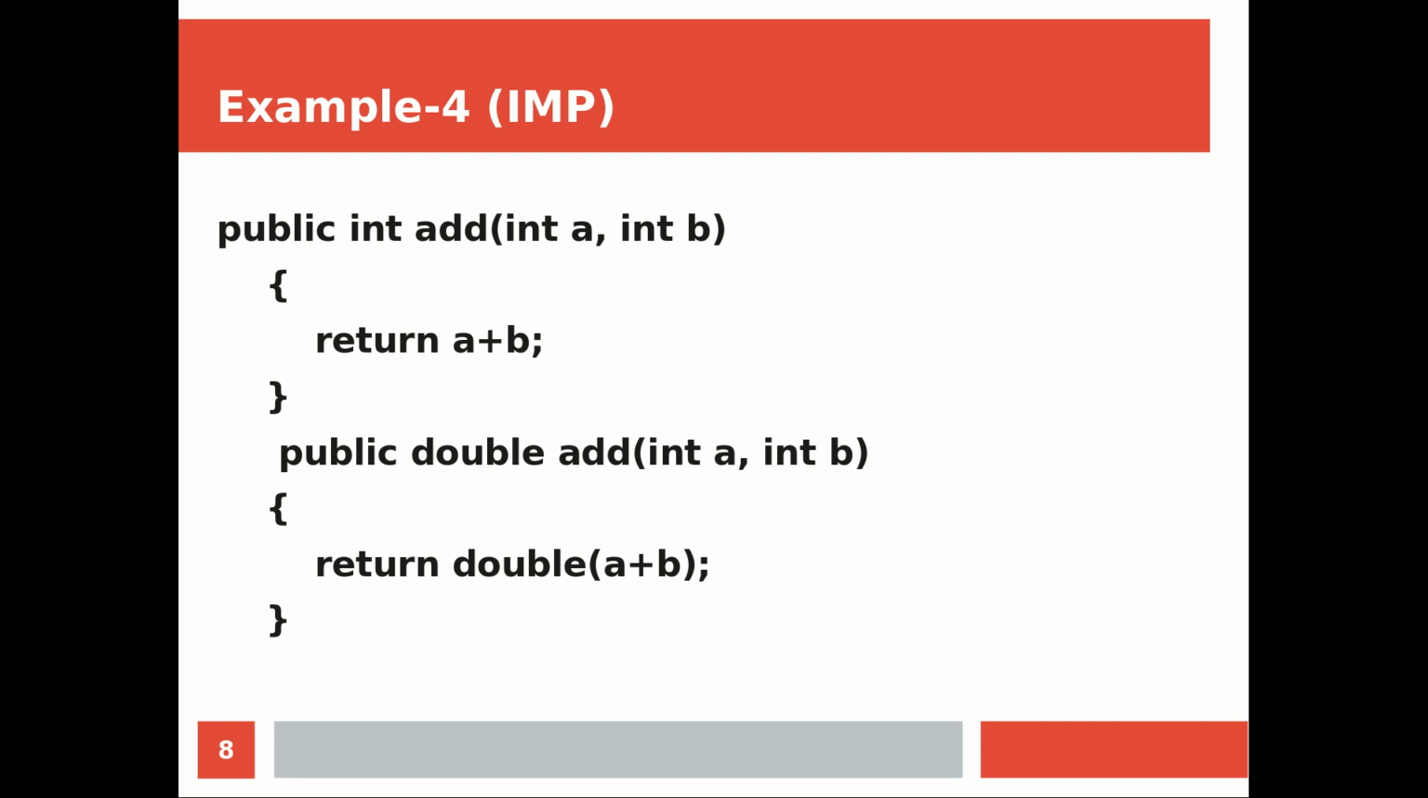Example 4 is the important one, which an interviewer can ask if asking about method overloading. As you can see, we have two methods with the same name add, and the same input parameters, and the type and the order of input parameters are also the same. The difference is in the return type. In the first method I have return type int, and in the second method return type double. So it is not an example of method overloading. It gives a compile time error: the add method is already declared.